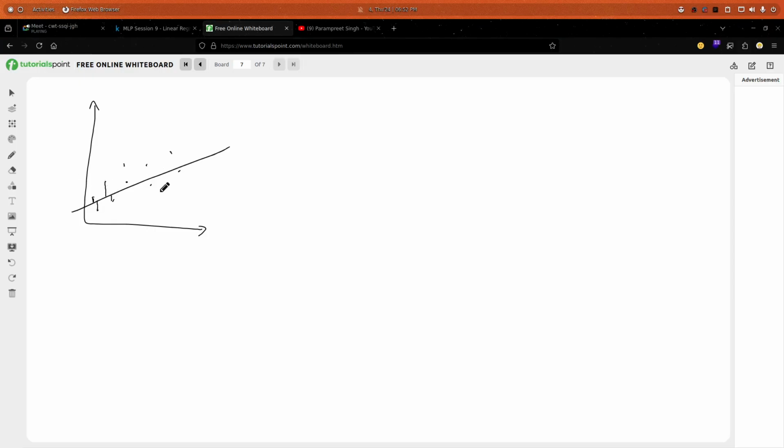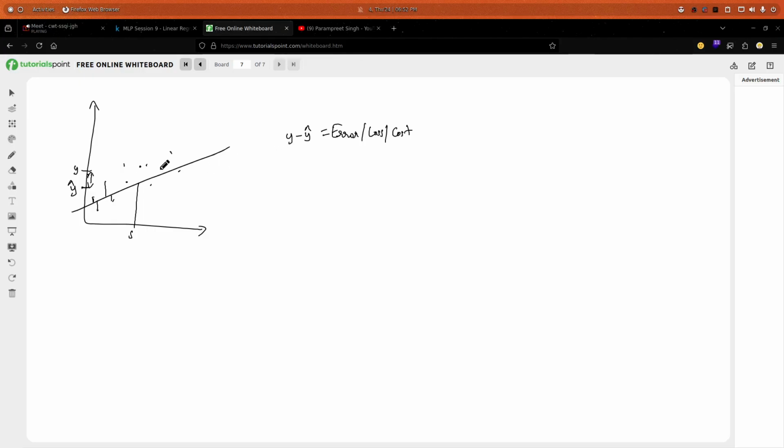For some sample, the value which is predicted by the line we call y hat, and the actual value, which should be here, is y. The difference between y and y hat, that is y minus y hat, is the error. We have various names: we call it error, loss, or cost. These are three different names, and we use them interchangeably.